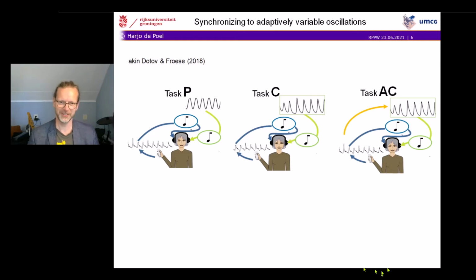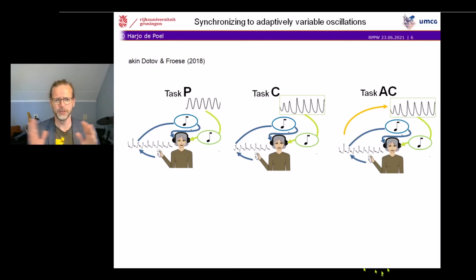So that was an interesting situation, because it actually showed that if people could match to the complexity of the stimulus, it actually made the task simpler. So they learned to match to the complexity.